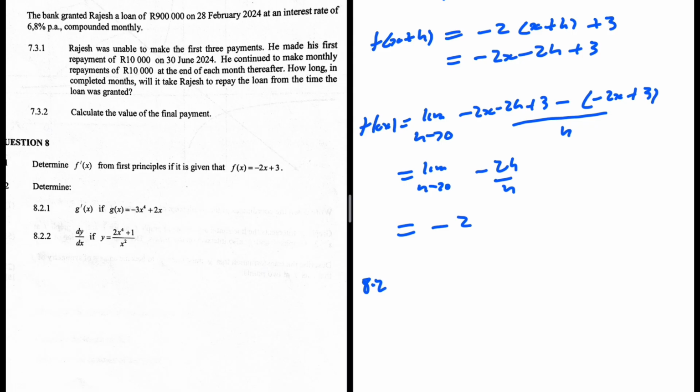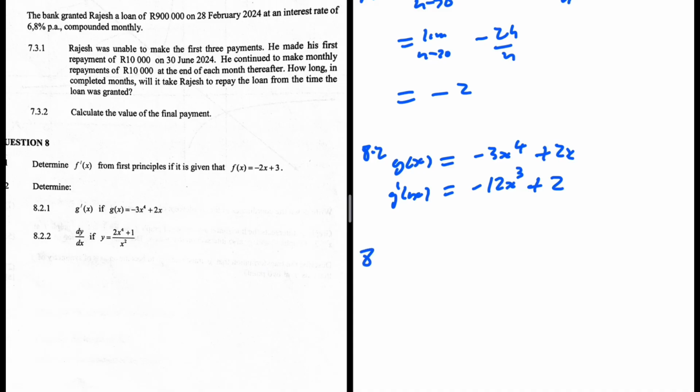Okay, so we're looking for g prime of x when g of x is equal to minus 3x to the power 4 plus 2x. So using the power rule, g prime of x will be equal to minus 12x to the power 3, from 3 multiplied by 4. This is minus 12. And then 4 minus 1 is 3, plus 2.